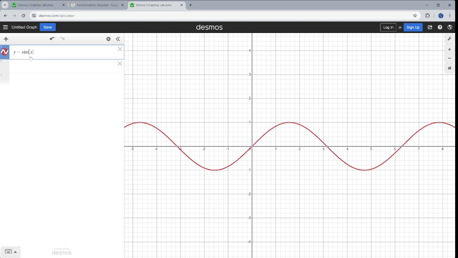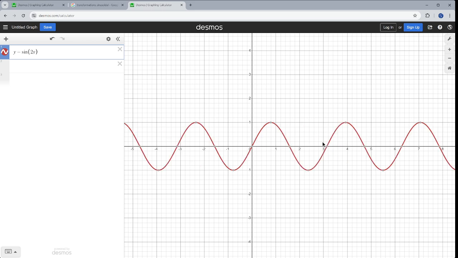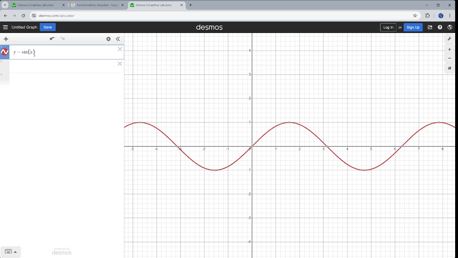Right? Now we can start looking at the horizontal compression, right? And what would that look like? Well, let's see. Our period right now is going to be 2 pi, right? If we want to make this half as long, or compress it by a factor of 2, see what we're doing here? Now instead of our period being 2 pi, our period is now pi. Okay? Next is our c value, which just means we're going to move it over.